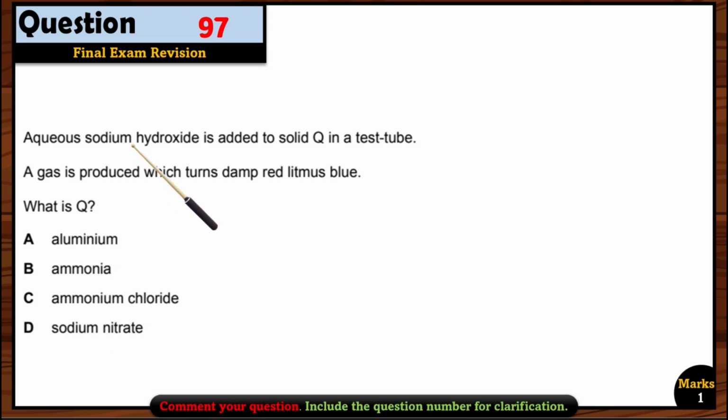If aluminium reacts with sodium hydroxide, we are not going to get a gas. Only when ammonium salts, like ammonium chloride, react with an alkaline solution do they produce ammonia gas. And ammonia gas is alkaline in nature. That's why it changed the color of the litmus paper to blue. So we have to choose option C, because ammonium chloride will react with sodium hydroxide and produce ammonia. So solid Q is actually ammonium chloride. Option C is the right option here.